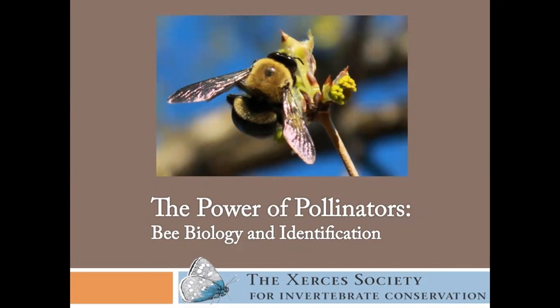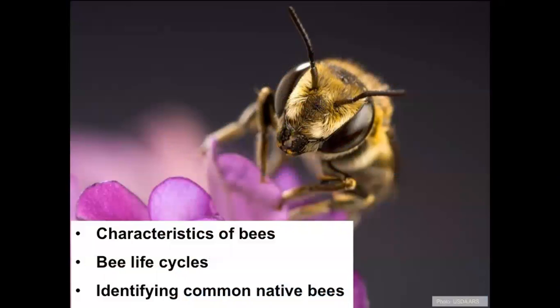It's kind of an exciting topic, so we're going to get right to it. And what we're actually going to talk about today are the common characteristics of bees that distinguish them from flies and wasps. We're going to talk a little bit about the life cycles of social and solitary bees, and we're also going to talk about the identification characteristics of common native bees.